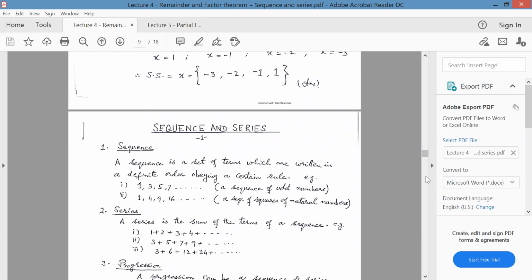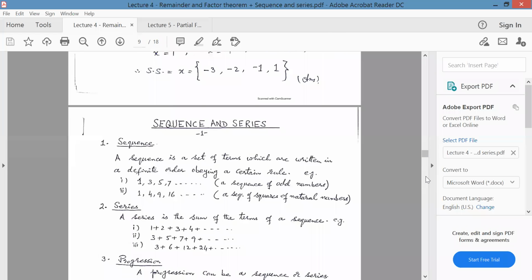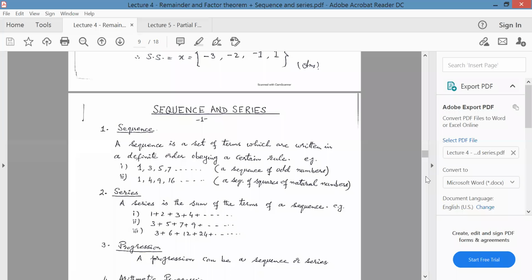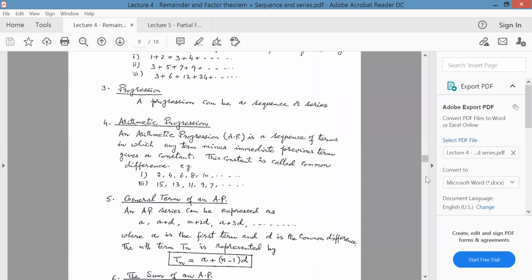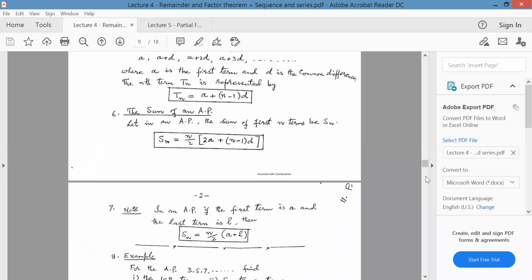The arithmetic series we covered last time. So gentlemen, you must remember very important formulas regarding the nth term and the sum of the n terms. This in front of you is the formula for the nth term: a plus (n minus 1)d. d is the common difference. This difference we obtain by subtracting the previous term from the next term. This formula is for finding the nth term of an AP series.